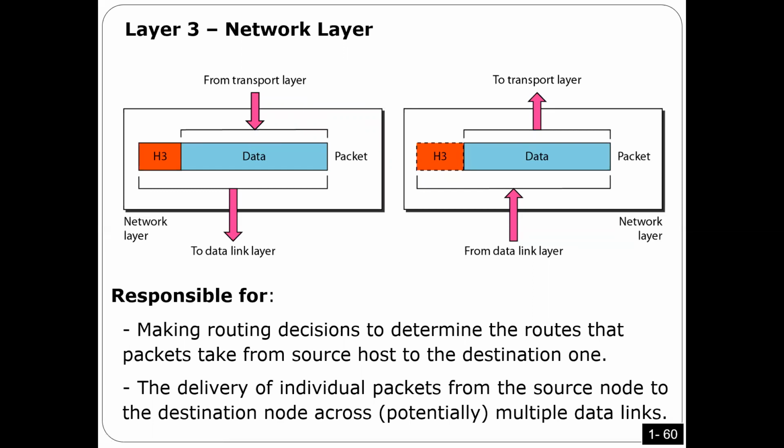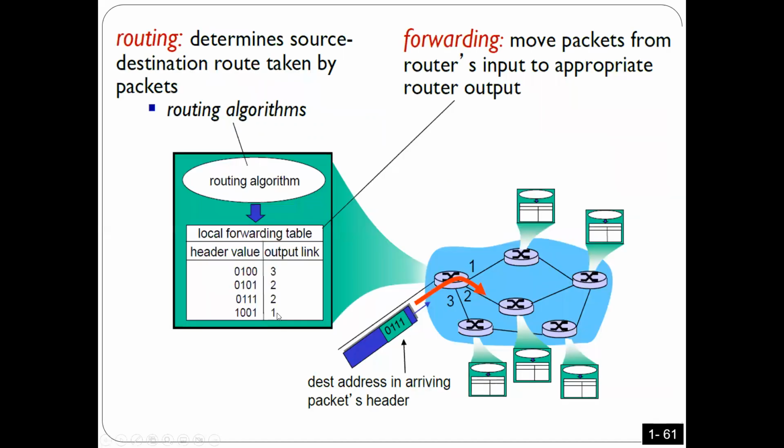Good. In the next layer, the network layer, as you will see in this course, the focus of the network layer is creating the routing table. If I want to transmit a packet to a certain destination, I need to know where it has to go. This is the main focus of it. So this layer is going to make routing decisions to deliver packets from the source to the destination.